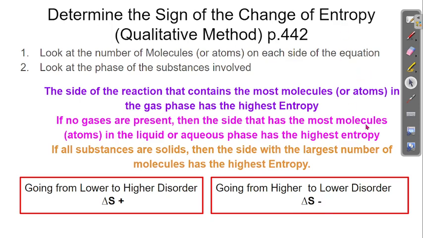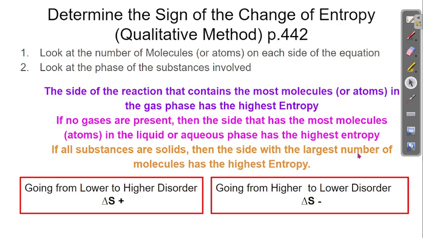Okay? But what about chemical reactions? To determine what's going on in the reaction, we're going to look at this. Look at the number of molecules or atoms on either side of the equation. So remember that they can be moles, those stoichiometric coefficients can be moles, but a long time ago we also talked about the fact that they also represent molecules. So let's see which one has the most. The reactant side or the product side. And then look also at the phase of the substances involved. Are they gas, liquid, or solid? Gas always beats liquid. Liquid always beats solid when it comes to chaos.